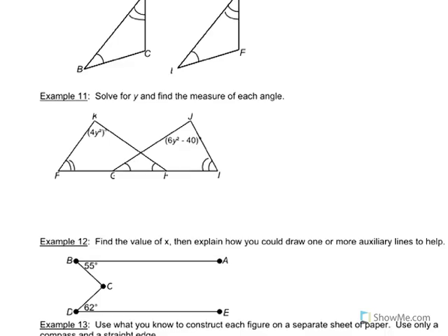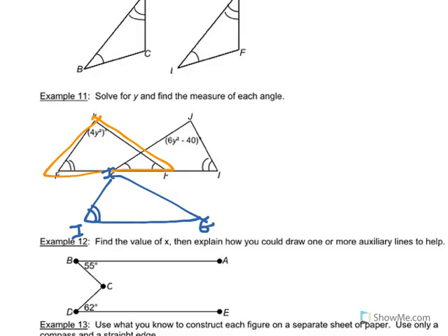Okay, let's try number 11. Solve for y and find the measure of each angle. Now, on a question like this, sometimes it might be easier to take your triangles and make them look the same. So I'm going to draw around this one. I have this triangle right here. I'm going to take the other triangle and flip it around so it matches the one that I have. So this is going to be I right here, and this is J right there, and this is G over here. You see that? And then 6y squared minus 40.